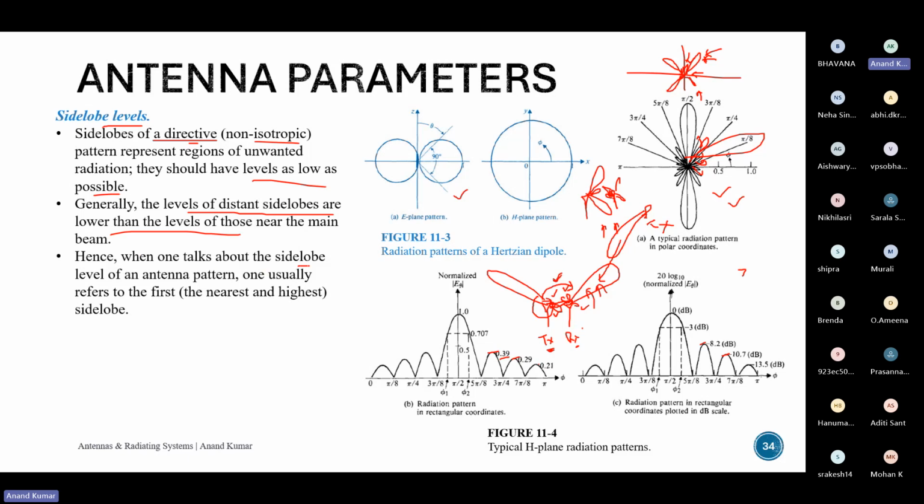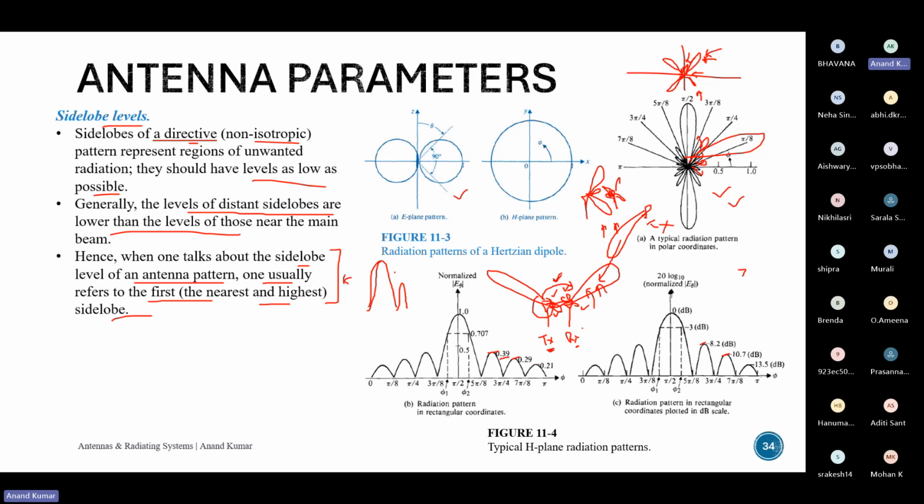When one talks about the side lobe level of an antenna pattern, one usually refers to the first, the nearest, and the highest side lobe. So this term is important in the sense that you may be given a direction where you want a very directive antenna with a certain amount of radiation in one direction, and then you will be told that the side lobe level should be below 20 dB or something. When they say that the side lobe level should be below 20 dB, they usually mean the immediate side lobe, which is next to the main beam.